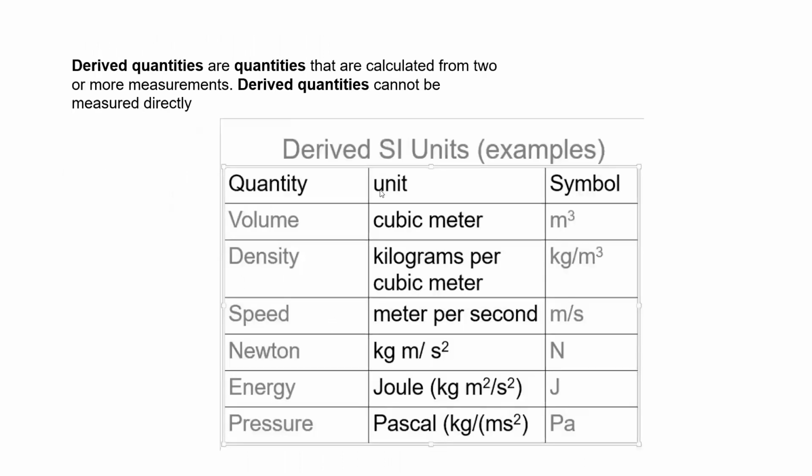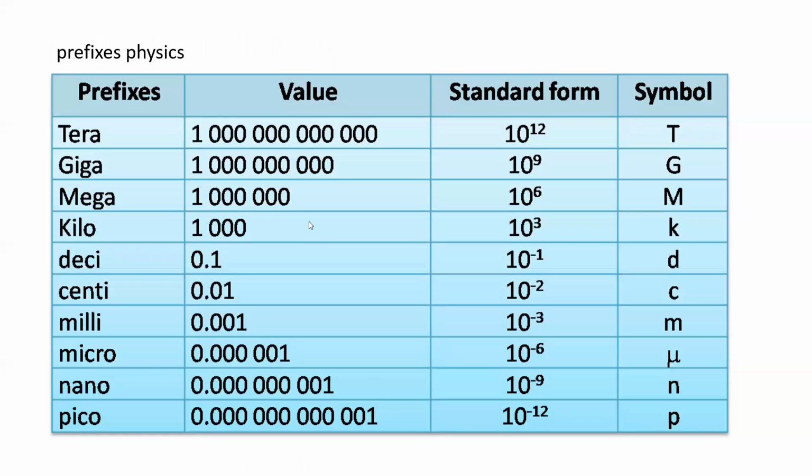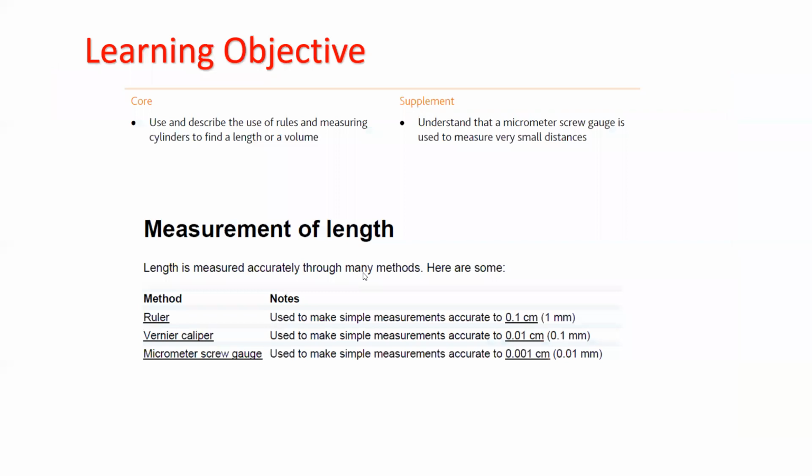Then the derived quantities, which are calculated from 2 or more measurements, such as volume, density, force, energy, and pressure. The prefixes, you have to learn these prefixes: tera 10 power 12, giga 10 power 9, mega 10 power 6, kilo 10 power 3, milli 10 power minus 3, micro 10 power minus 6, nano 10 power minus 9, and pico 10 power minus 12.